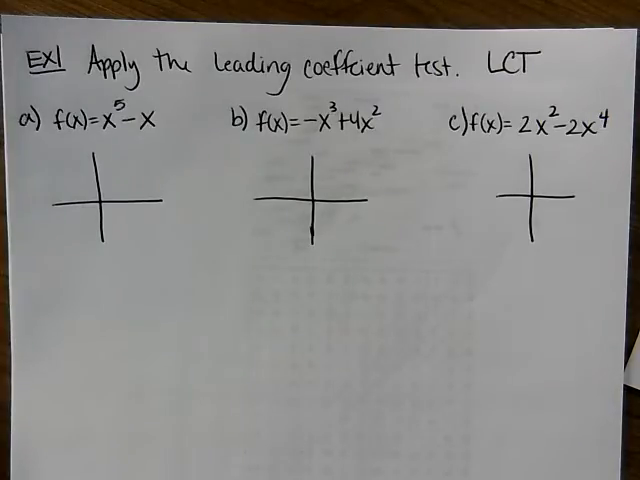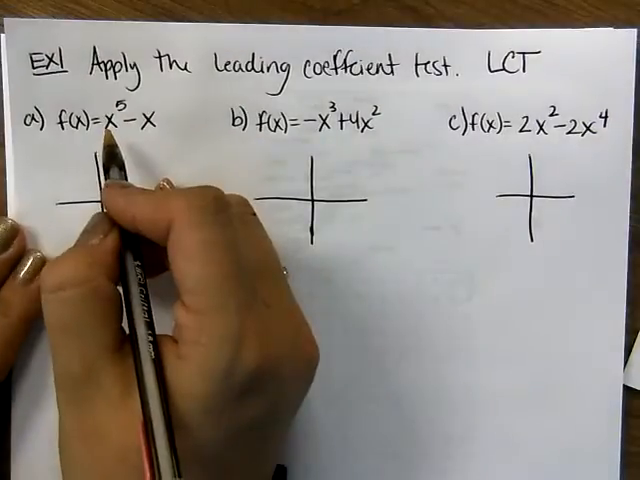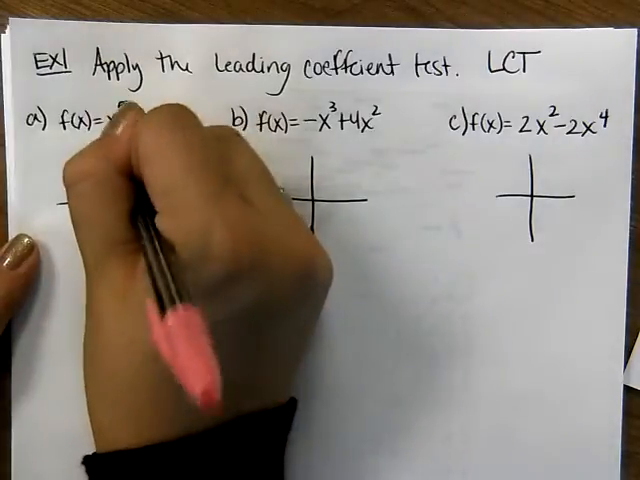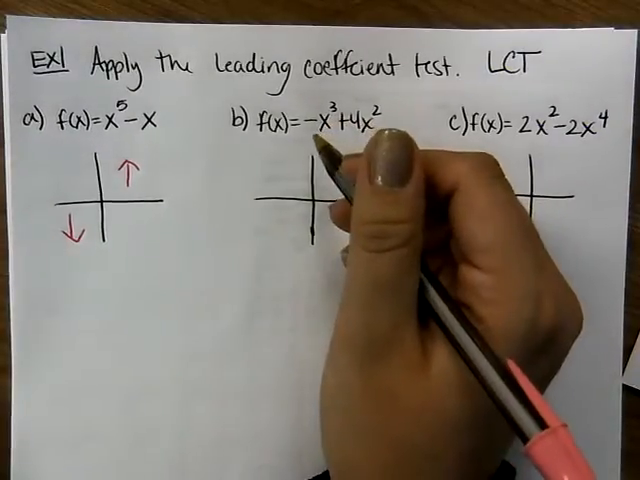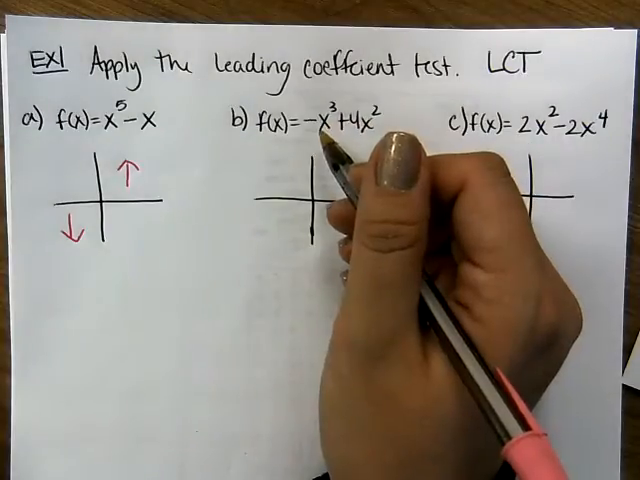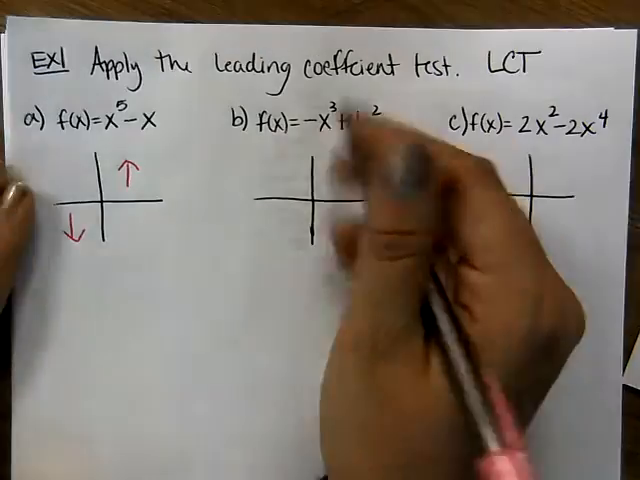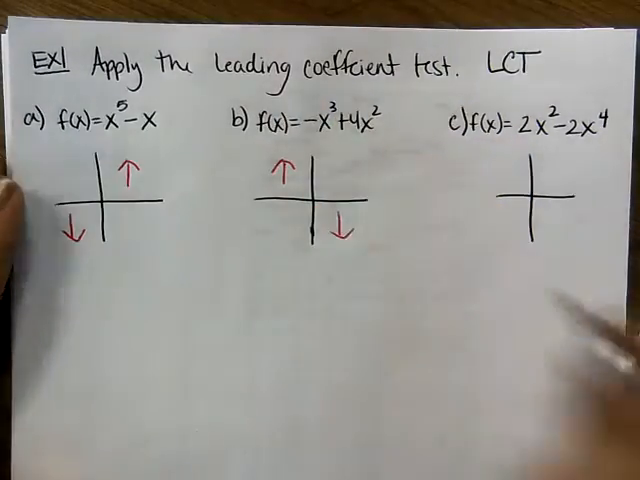Remember, you're looking for the highest degree term. Okay, so for this first one, it's a positive coefficient, right? And it's an odd degree term. Do you have it rising to the right, falling to the left? For this one, it's the opposite, isn't it? The highest degree term is 3, but it's a negative coefficient. So it should just flip. So this should rise to the left, fall to the right.